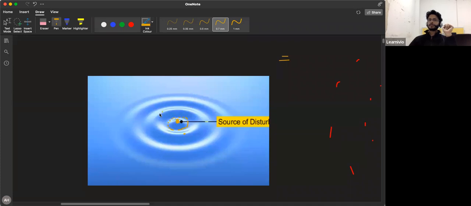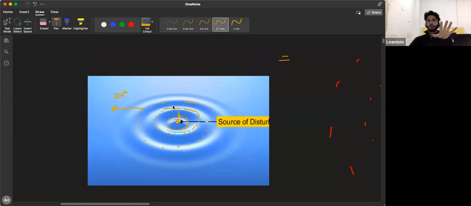Then these disturbances generate the next set of disturbance. And this is how the disturbance that was initially generated by a stone travels from one point to another. Huygens called these disturbances wavefronts. So if you take these circles, you can consider these circles as the wavefront.